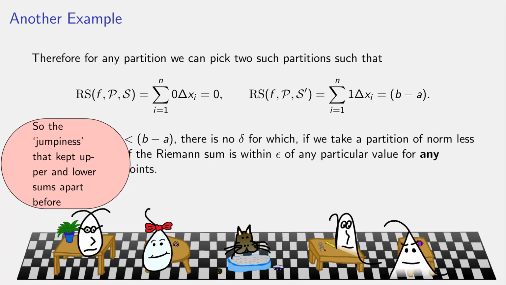And again, the jumpiness, the fact that this function goes up and down between 0 and 1 so bizarrely between rational and irrational numbers, in Darboux discussions meant the supremum and infimum were always kept apart. And here it means it's possible to pick sampling points that yield very different Riemann sums.